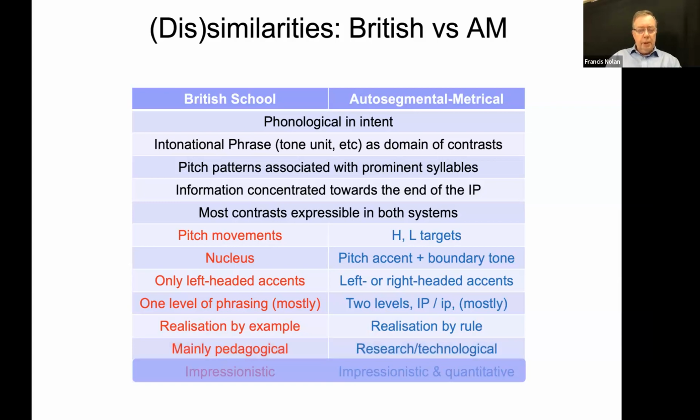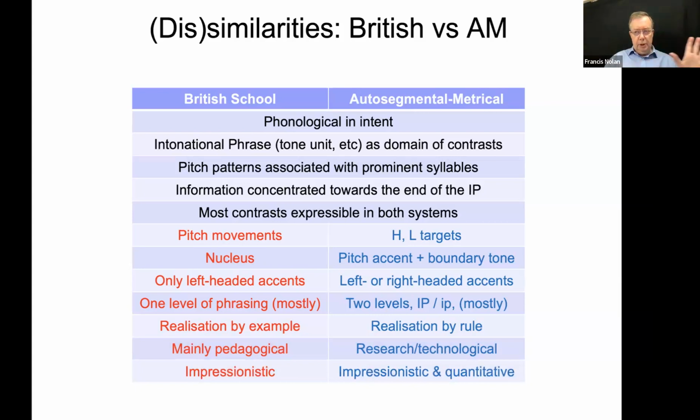British school, mainly pedagogical in purpose, and AM not so much, more to do with research into intonation, speech technology, and that kind of thing. And as I've said before, because of its place in history relative to the development of computer-based speech analysis, the British school relied heavily on impressionistic analysis, whereas AM could add quantitative acoustic analysis, so you can actually measure which of two syllables is higher, or see whether the fundamental frequency is going up or down on a particular syllable.